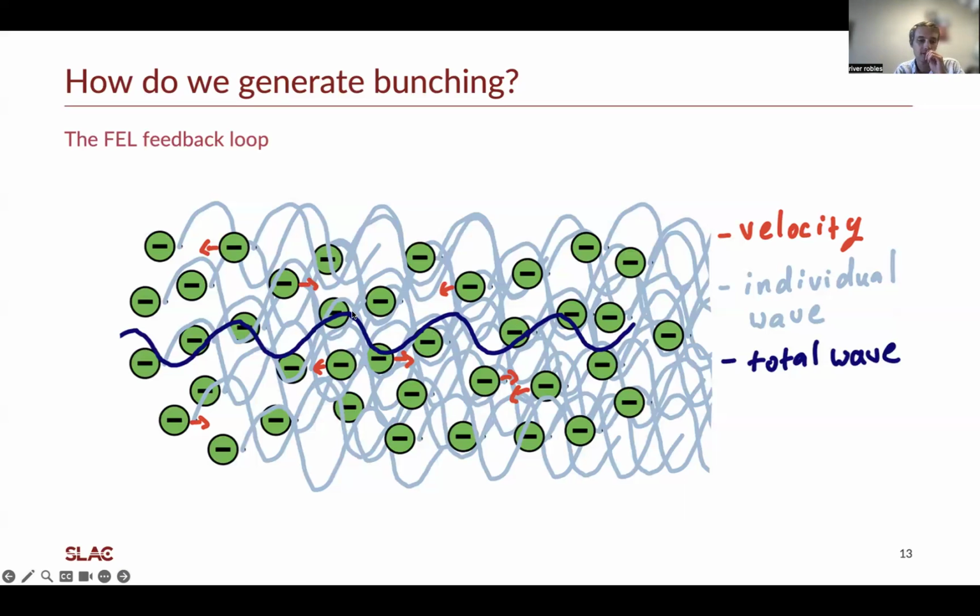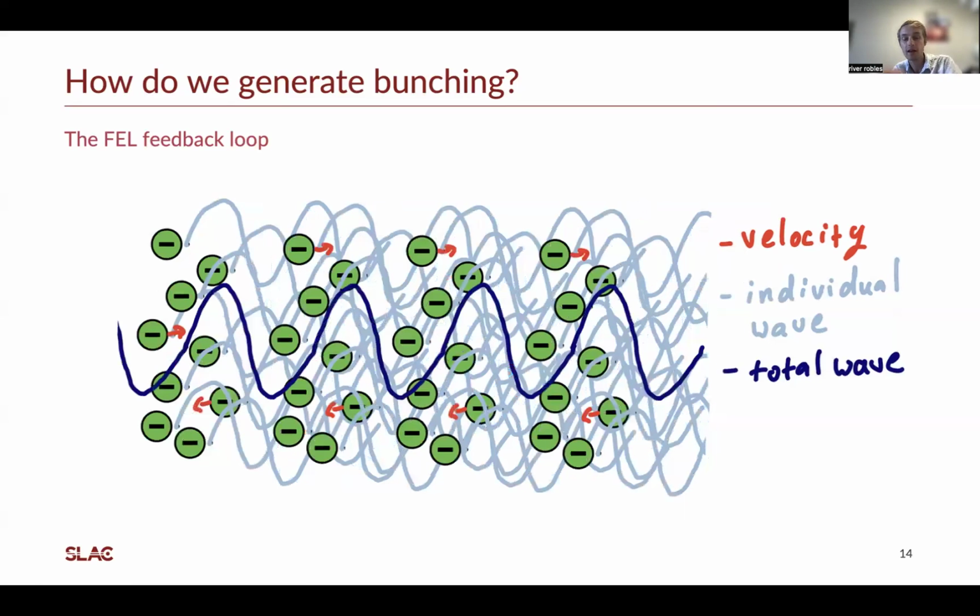So in a bit of time, after the electrons have some time to respond to that force and move, they get a little bit closer to each other. They get a little bit more bunched. As a result, their waves add a little bit more constructively, and the total wave gets stronger.